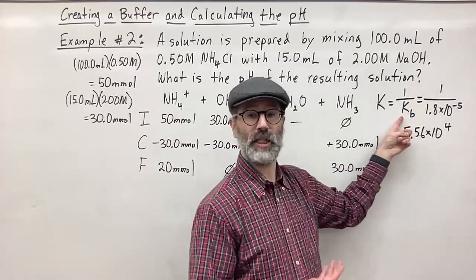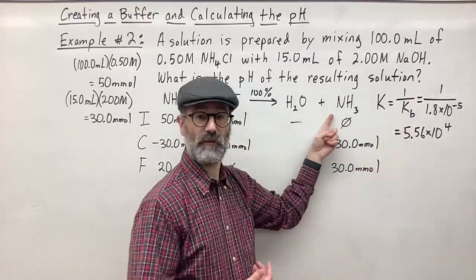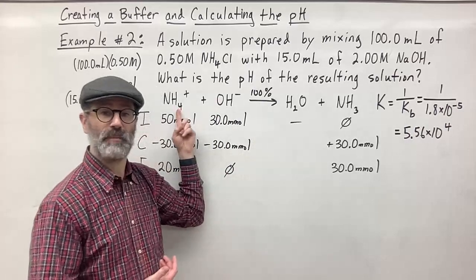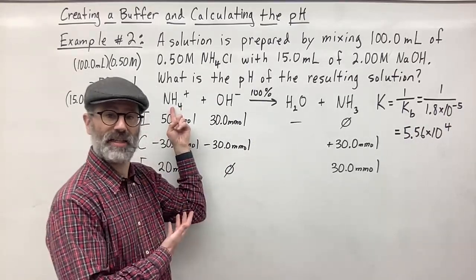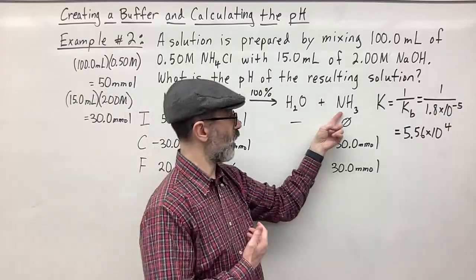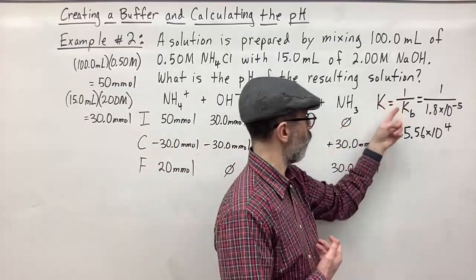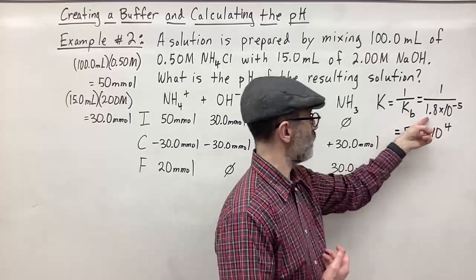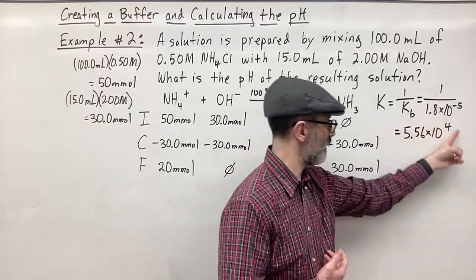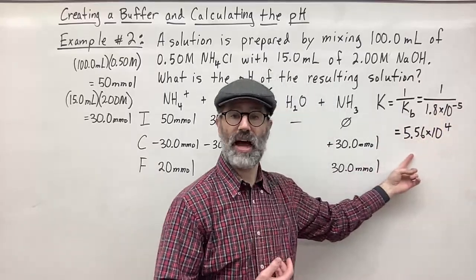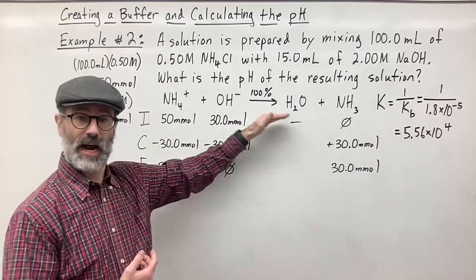So we can easily look up the Kb value of ammonium. We can't look up the Kb value or the Ka value for the conjugate acid. It's not in the tables, right? So you start with this. And so you've got 1 over Kb, you look that up, it's 1.8 times 10 to the negative 5. You take the inverse of that, you get this value. So this is the K value for this reaction, right?